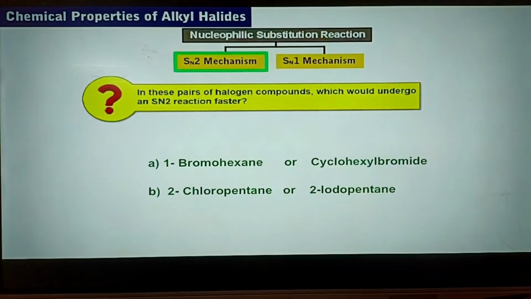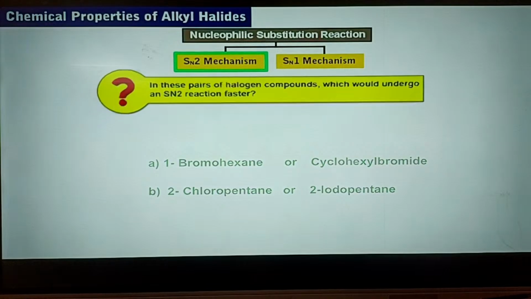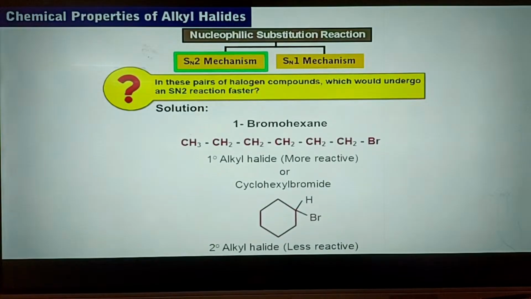In these pairs of halogen compounds, which would undergo an SN2 reaction faster? Let's start by drawing out the structures. For the first pair, 1-bromohexane is a primary alkyl halide, and cyclohexyl bromide is the secondary alkyl halide. We expect 1-bromohexane then to be more reactive and react more quickly.